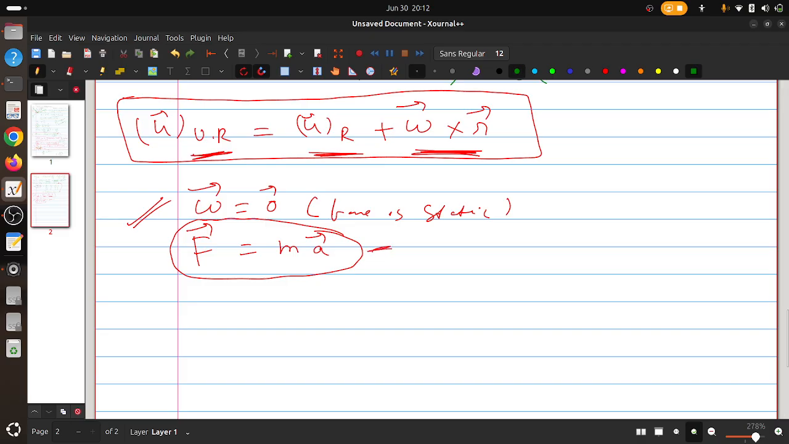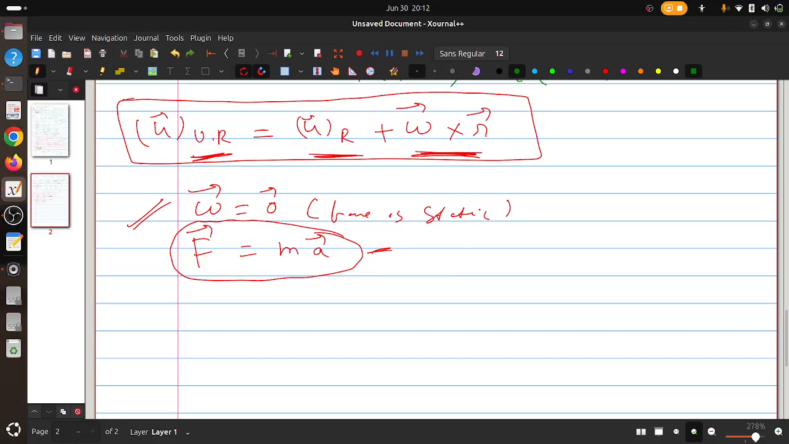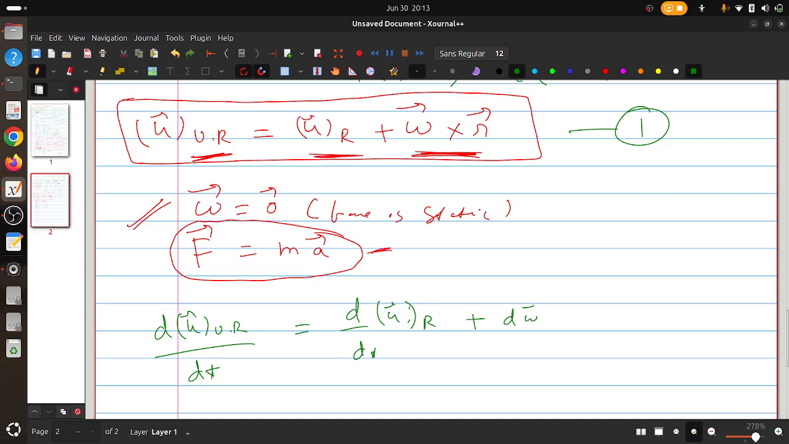So let's again change the color. To derive the acceleration, just differentiate. So differentiating this equation number one with respect to time, du non-rotating by dt is equal to d by dt of the particle velocity in the rotating frame, plus d omega by dt. Here I'm just applying the product rule: omega cross dr by dt, right?